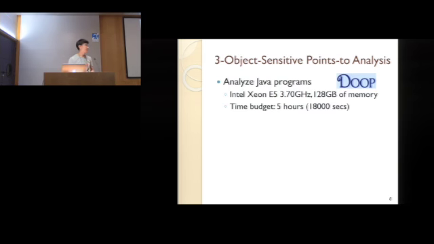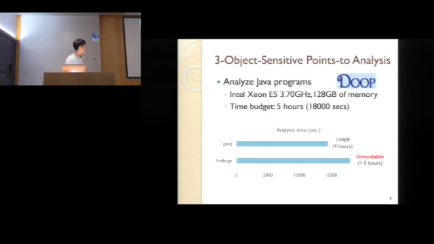We use the analysis provided by Doop, the state-of-the-art points-to analysis framework for Java. We use a machine with good performance, and the time budget is 5 hours. We analyze these two popular Java applications. The analysis spends 4 hours to analyze PMD, and is even unscalable within 5 hours for Eclipse. We can see the precise points-to analysis is still slow.